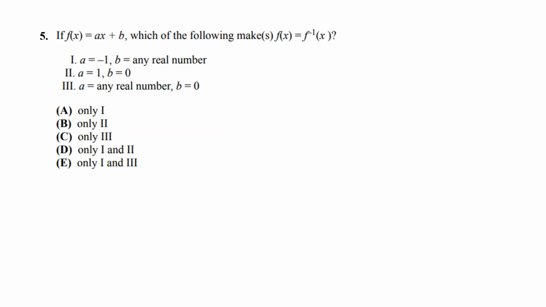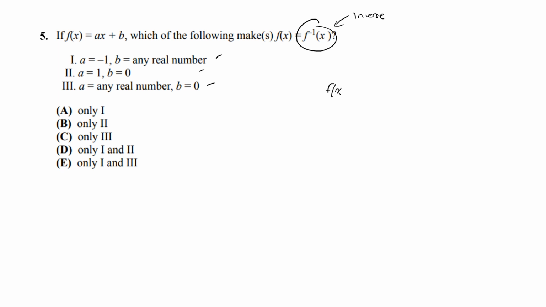All right, in this next problem, f of x is equal to ax plus b, so that's linear. Which of the following makes f of x equal to f inverse of x? So we're looking at when the inverse would be equal to the original function. Perhaps we can try to set them equal to each other to see a different form.